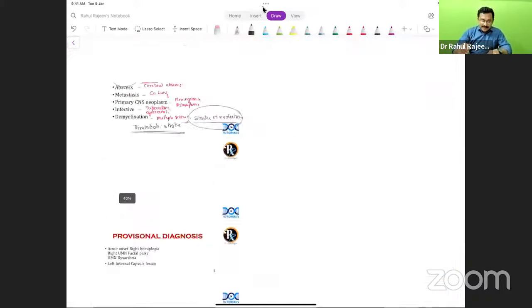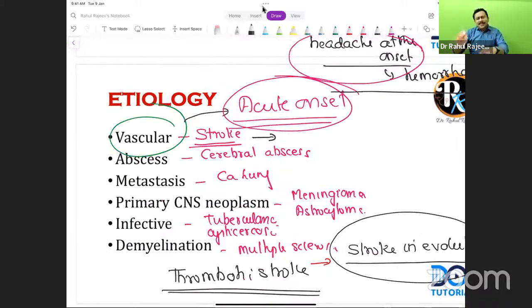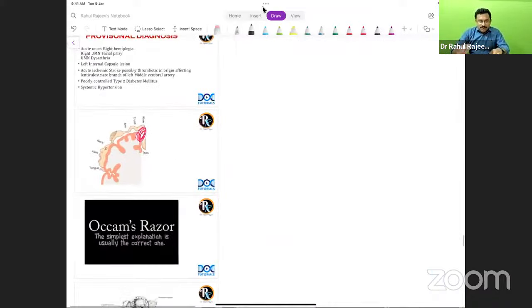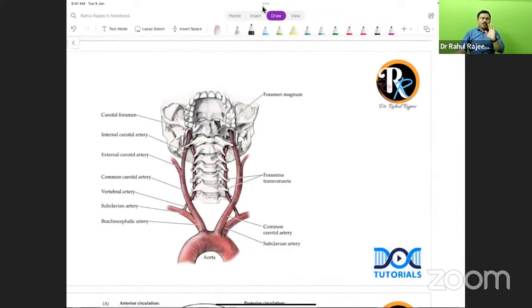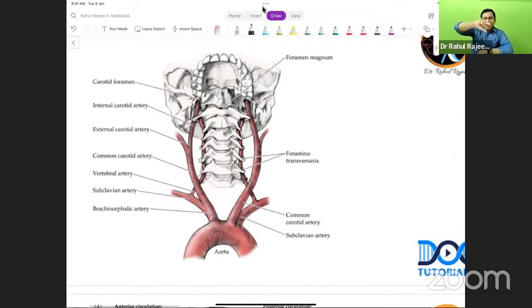Which blood vessel is affected? See, which is the major blood supply to the cerebral hemispheres? I'm just going to quickly recap in 2 minutes the important blood supply of the brain. So you look at this figure where you see the arch of aorta. On the right side, you are seeing a brachiocephalic artery, which will give rise to the subclavian artery and the common carotid artery.